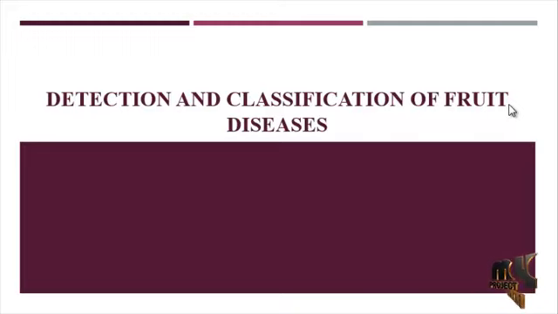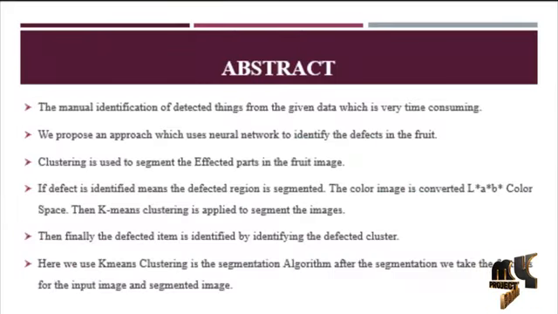Our project title is Detection and Classification of Fruit Diseases. Now I am going to discuss the abstract for this process. In this process, we are developing a fruit disease identification and classification system. Manual identification of defects from the given data is very time consuming. We are proposing an approach which uses a neural network to identify the defects in the fruits.